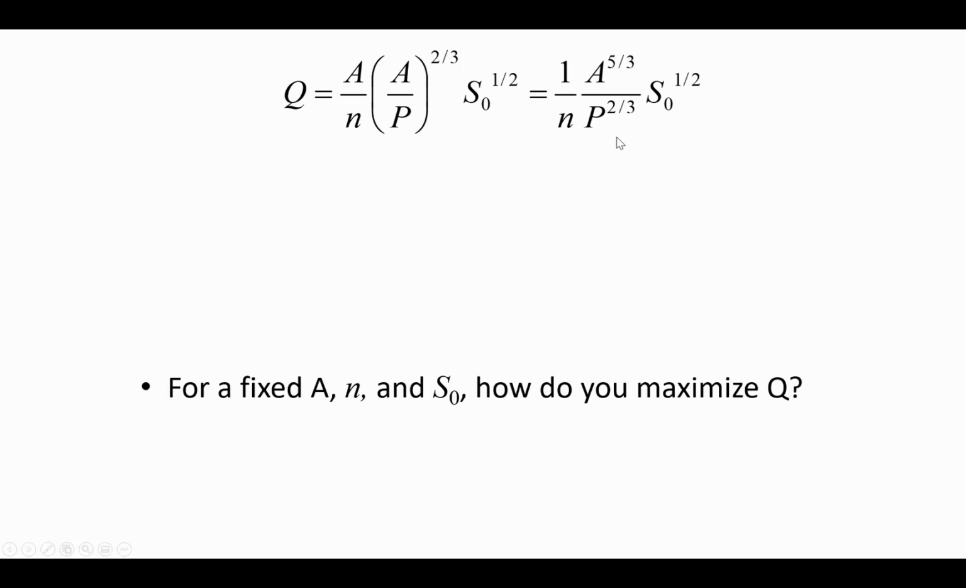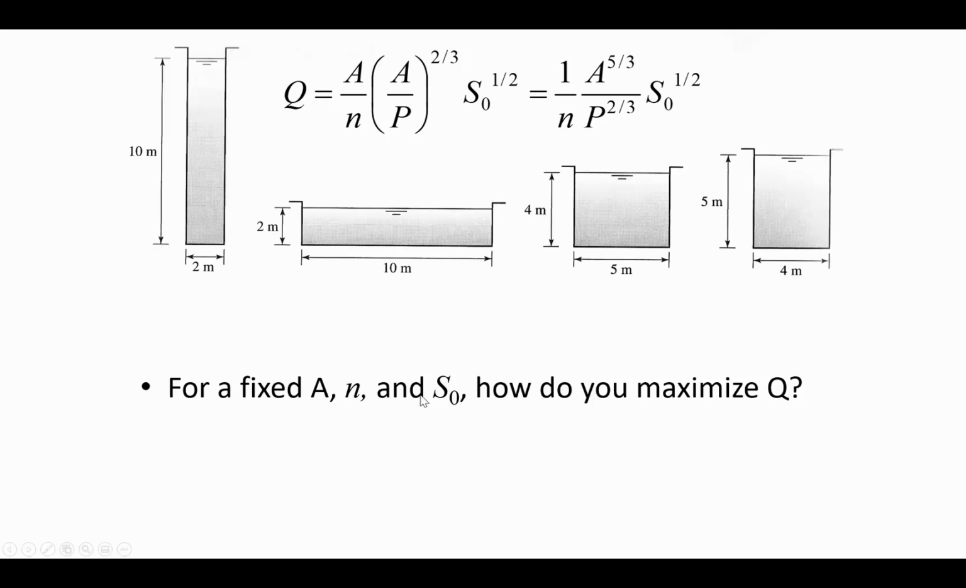So here's Manning's equation. And let's say that we have a variety of different channel profiles, but we want to maximize flow rate. So think about, if you have some constant area, a constant n value, because regardless of what the shape of the channel is, we're going to go for the same area, the same roughness, and the same slope. We're just going to change the configuration.